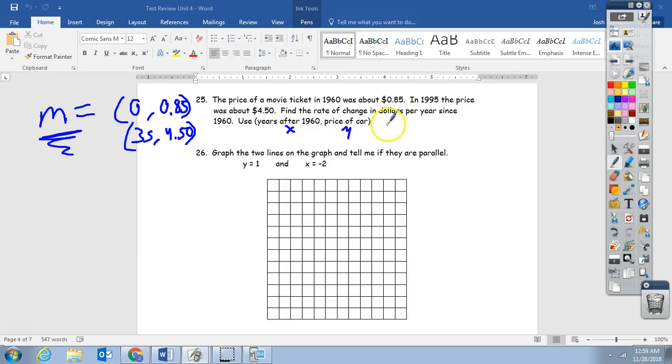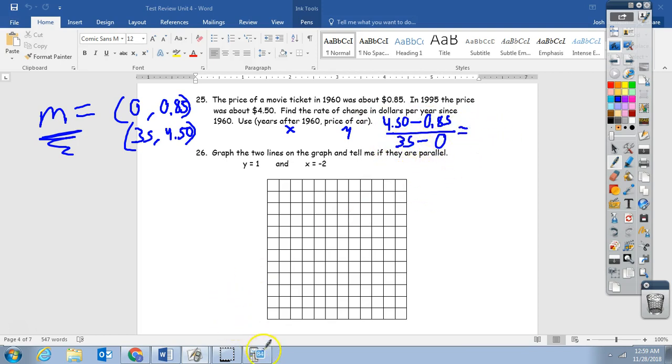If you do y2 minus y1 over x2 minus x1, you'll find your slope, but you'll also be able to find your rate of change. Notice that even though the points are written like this, these are my x's, these are my y's. Pay attention and do change in y over change in x.